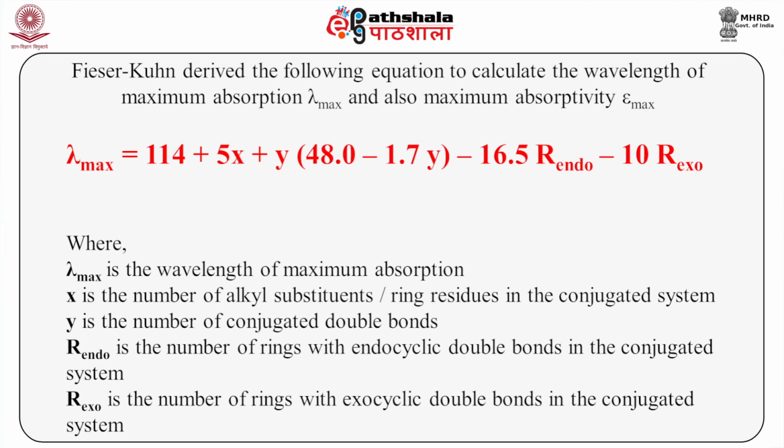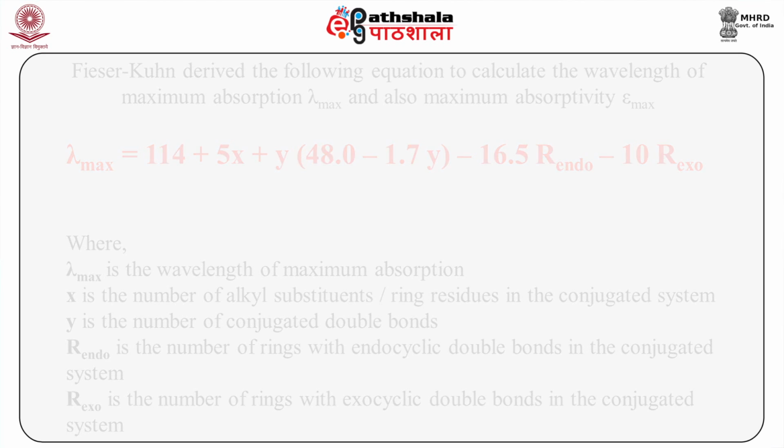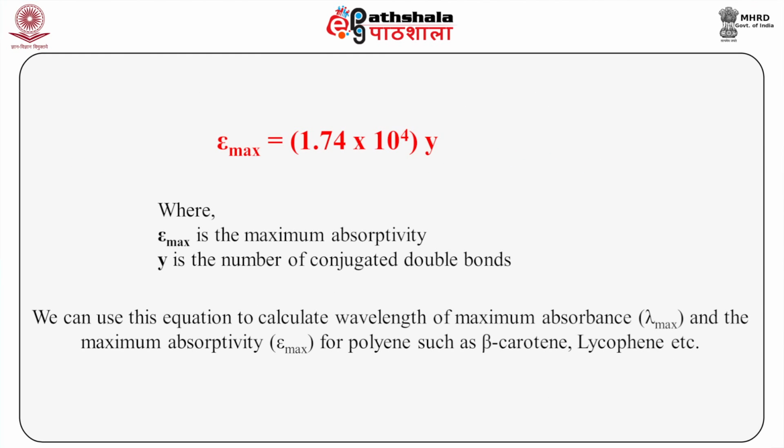Now in the formula, lambda max is the wavelength of maximum absorption, X is the number of alkyl substituents or ring substituents in the conjugated system, Y corresponds to the number of conjugated double bonds, R endo is the number of rings with endocyclic double bonds in the conjugated system, R exo is the number of rings with exocyclic double bonds in the conjugated system. Emax is equal to brackets 1.74 into 10 to the power 4 bracket closed y. Here Emax is the maximum absorptivity, y is the number of conjugated double bonds.